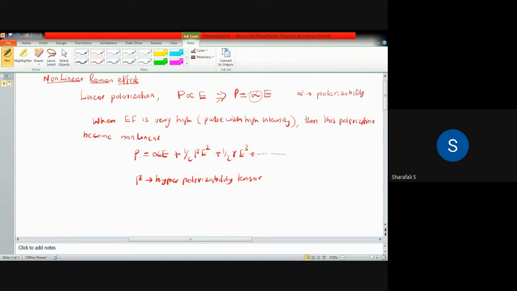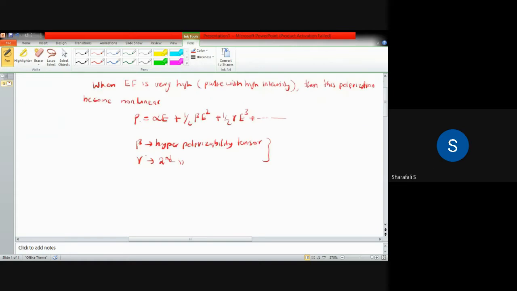So alpha is the polarizability. Then we have beta, which is the hyperpolarizability tensor. Then we have gamma, which is the second hyperpolarizability tensor, and so on. Other terms also have to be considered depending on which kind of phenomena we are going to see. The values of these coefficients depend on the configuration of the electrons or molecules in the sample that you are studying.